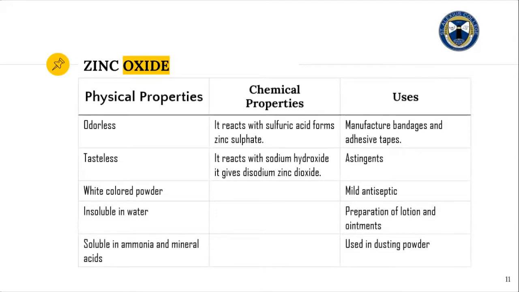And the characteristics of the zinc oxide: first, the physical properties, which is odorless, tasteless, and it is a white colored powder. And the chemical properties of zinc oxide: it reacts with sulfuric acid and forms zinc sulfate, and also it reacts with sodium hydroxide and gives disodium zincate. And the primary use of zinc oxide is for the manufacture of bandages and adhesive tapes, also as an astringent and as a mild antiseptic.